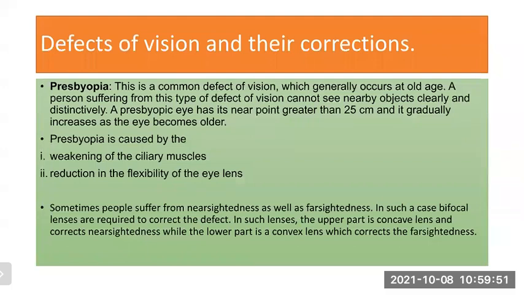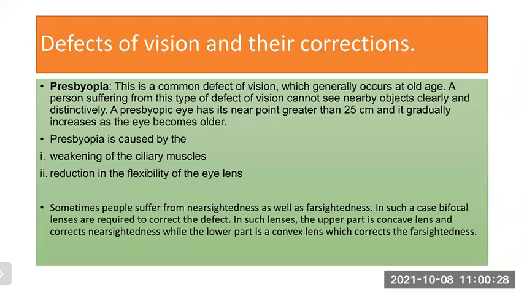Then after this, we have another defect, that is presbyopia. Now this is a common defect of vision which generally occurs at old age. So a person suffering from this type of defect of vision cannot see the nearby objects clearly and distinctively. A presbyopic eye has its near point greater than 25 centimeters, and it gradually increases as the eye becomes older.